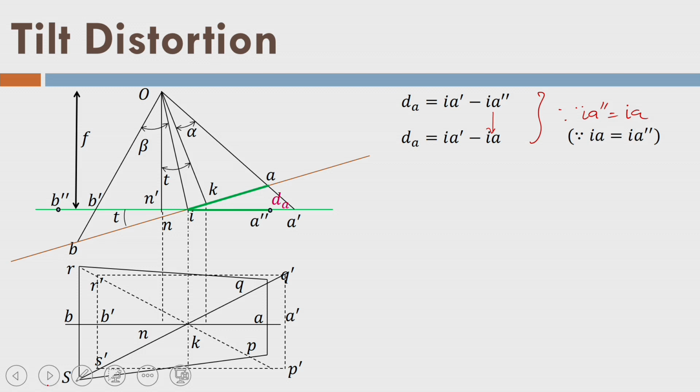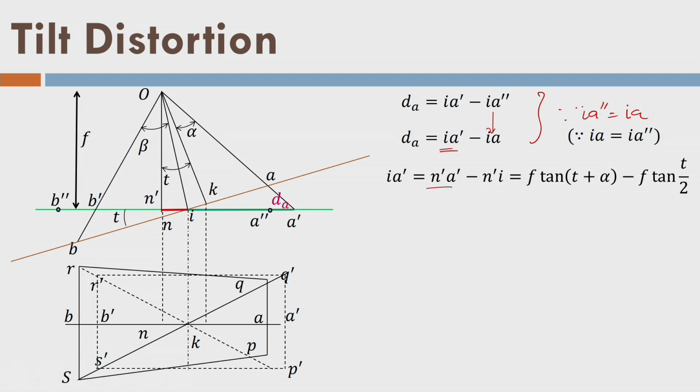Okay. Similarly, we can see here. Now, IA dash here is equal to N dash A dash minus N dash I, and I can write it easily as F tangent (T plus alpha) minus F tangent (T by 2). So, that is how I determined this quantity. Now, I want to find out this quantity IA.